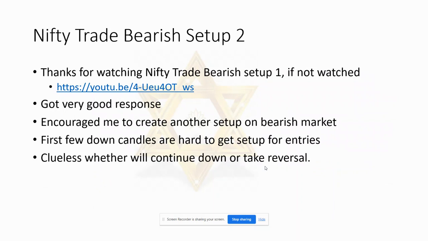You would have always noticed that in a bearish market, the first few candles are hard to get a setup for entry, right? So you'll easily be missing 60 to 80 points because I'm not able to take entry. And the next thing, I'm not sure whether to continue with the down market, take a sell entry or a buy entry. Basically, I need to look for a continuation or a reversal pattern. It's a little bit confusing. So this setup will help you to take an entry on a continuation pattern or a reversal pattern. Let's discuss further.